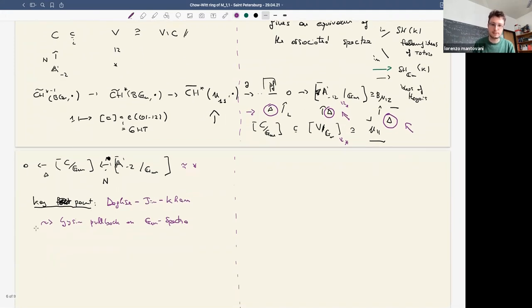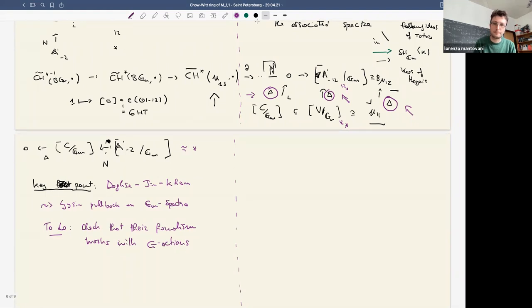But as I said, this is something that I'm doing these days, because they don't technically work with group actions. And so I'm not completely sure that the formalism fully works in this setting. I think it does, but I don't want to claim something that I haven't checked completely. So you check that their formalism works with G actions.